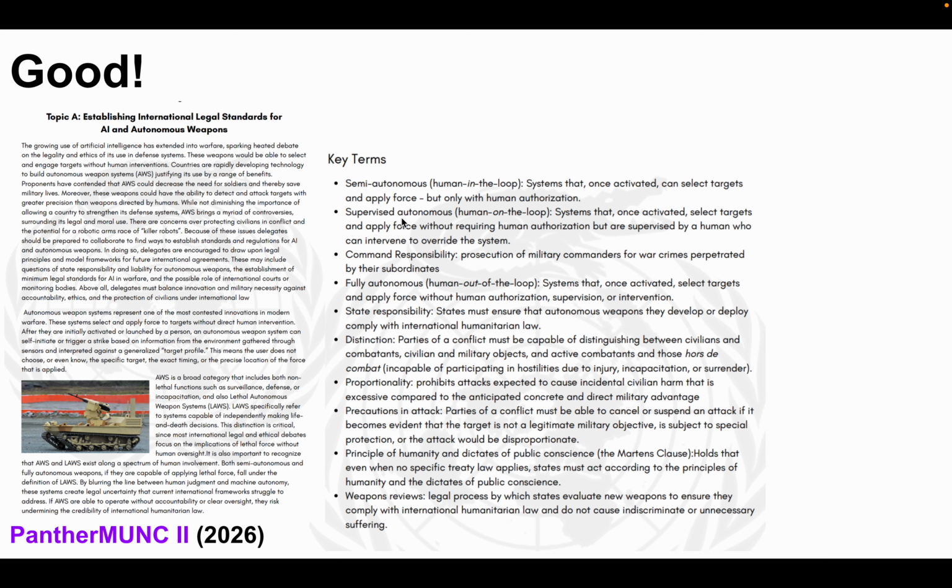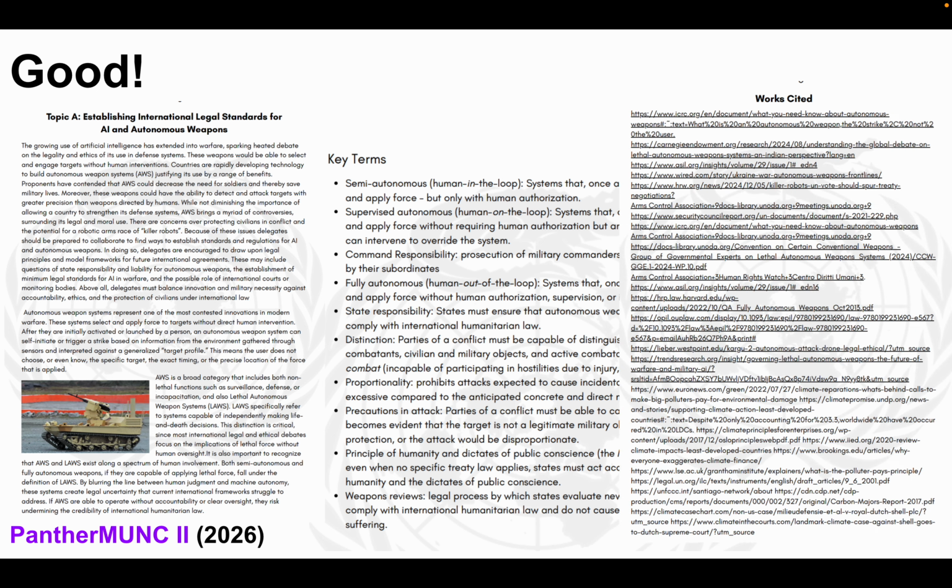So I don't know what principle of humanity is. Oh, it means that even when no specific treaty or law applies, states should act according to the principles of humanity. Okay, so now I know. And that's going to help me as a delegate. Maybe there's not a treaty, but we should act in the principle of humanity. That really helps me as a delegate.